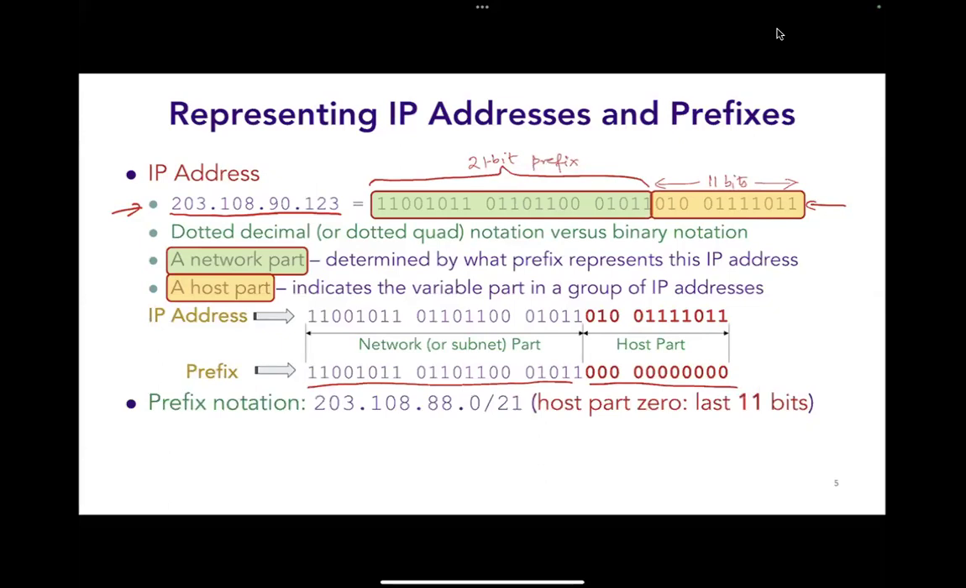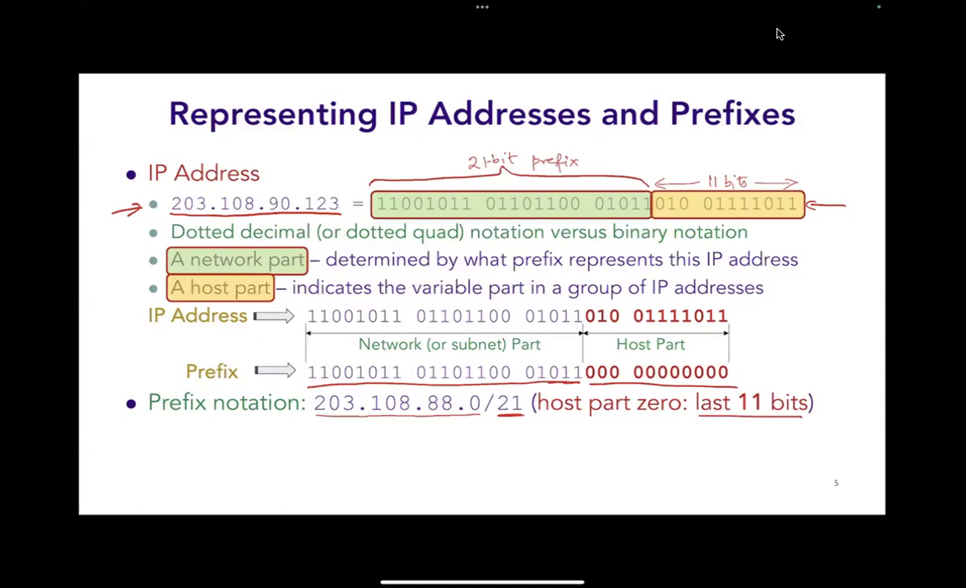And the prefix notation for this particular example is 203.108.88.0/21. /21 means that the length of the prefix is 21 bits. So this prefix has a length of 21 bits, which means that this particular prefix is covering 2 to the power 32 minus 21, which is 2 to the power 11 hosts. So the last 11 bits are set for the host part, and those would be all zeros to all ones.